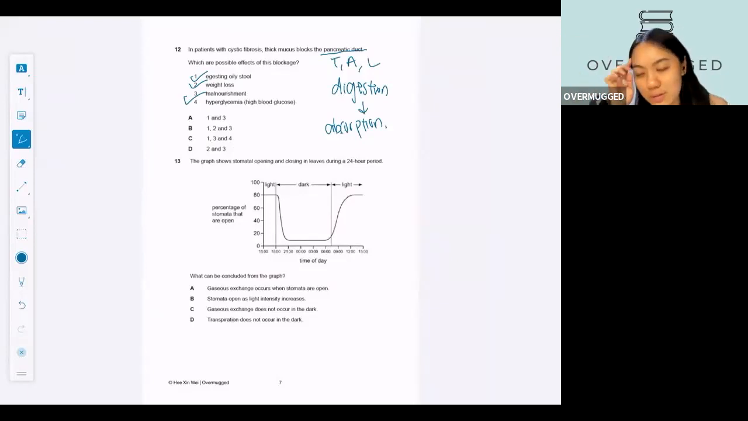The cell division one, give me some time. That's cell division is a lot. So let me address that. Last minute advice: hang in there.